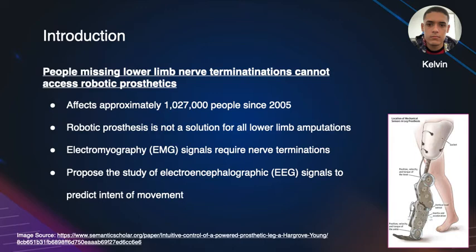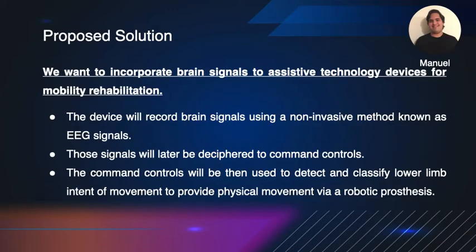Electroencephalography is another electrodiagnostic technique for recording and evaluating electrical activity, but this time produced by the brain. This way, we can classify these signals and enable a prosthesis that helps lower limb amputees without nerve terminations move using a non-invasive method. We want to incorporate brain signals to assist technology devices for mobility rehabilitation.